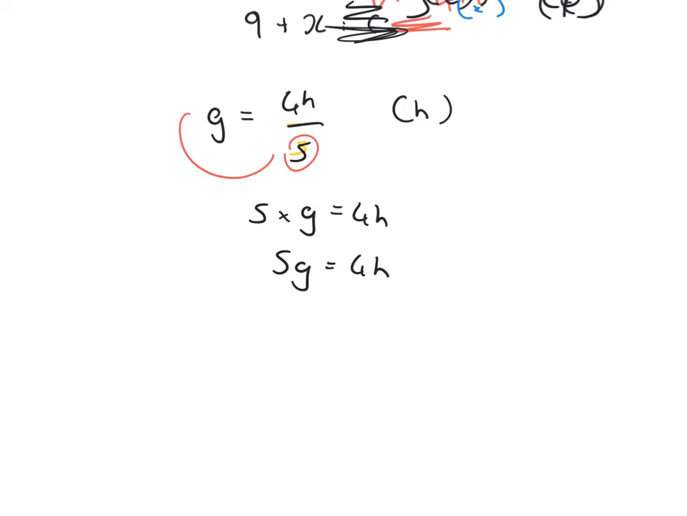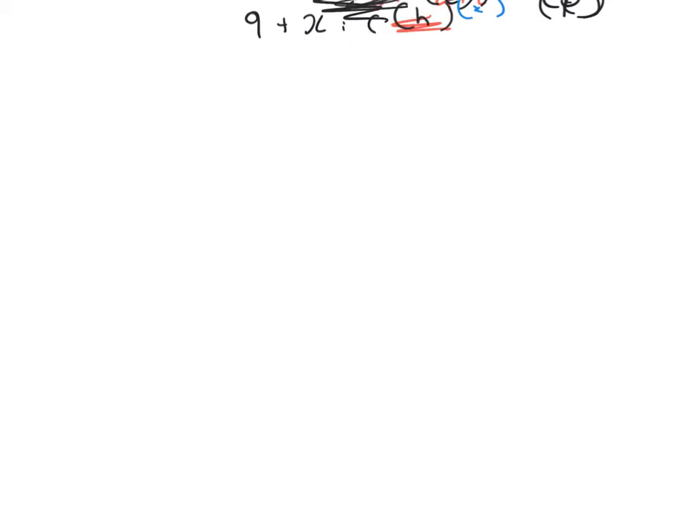I now need to eliminate the 4 times. So 4 times, what's the opposite of that? The opposite of that is to divide by 4. So 5g over 4 is equal to h. Final answer, I'm going to just write it with h first. Not a big deal if you don't do it. h equals 5g over 4. Okay, let's try a few more.